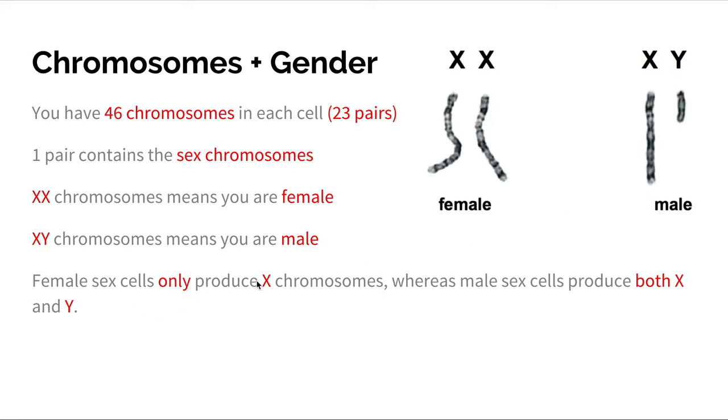Female sex cells only produce X chromosomes, whereas male sex cells produce both X and Y. So it's your male sex cells which determine your gender. And as you can see here, the X chromosome is much larger than the Y chromosome.